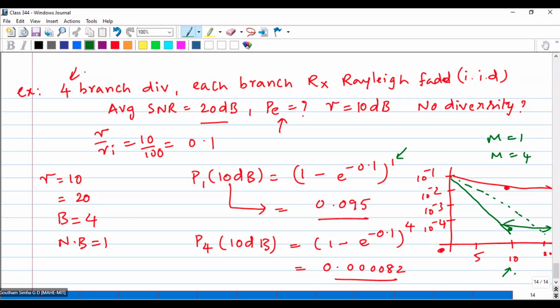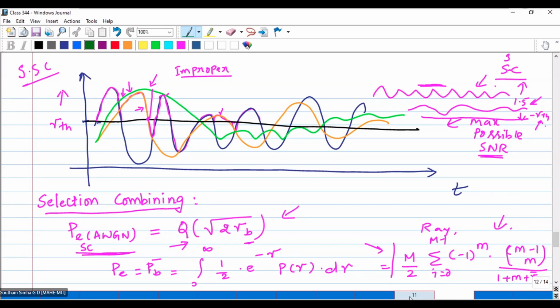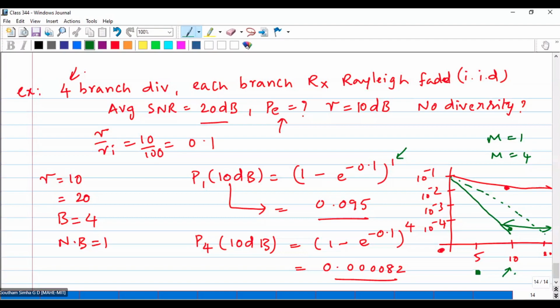Isn't it so? Now, this is the significance of what you can infer from the probability of error, outage probability, and these equations. For selection combining itself, you find the probability of error as 1 minus e to the power of minus gamma by gamma threshold. From this equation, if you simply find out what is happening with the probability of error, you will get this. Is this the best possible way? Is this the maximum diversity gain or the residual diversity gain that you can obtain from combining?